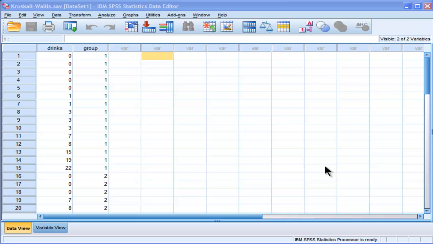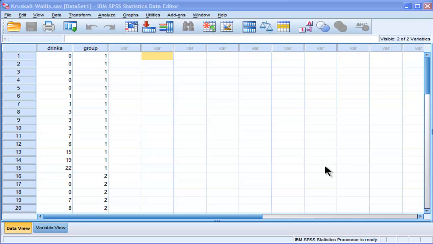Now a Kruskal-Wallis analysis is basically a generalization of the Mann-Whitney U test, or the Wilcoxon rank sum test, which I've already uploaded a video on. In the Mann-Whitney U, or Wilcoxon rank sum test, you're only comparing two groups based on ranked data. And the Kruskal-Wallis is a generalization to three or more groups.